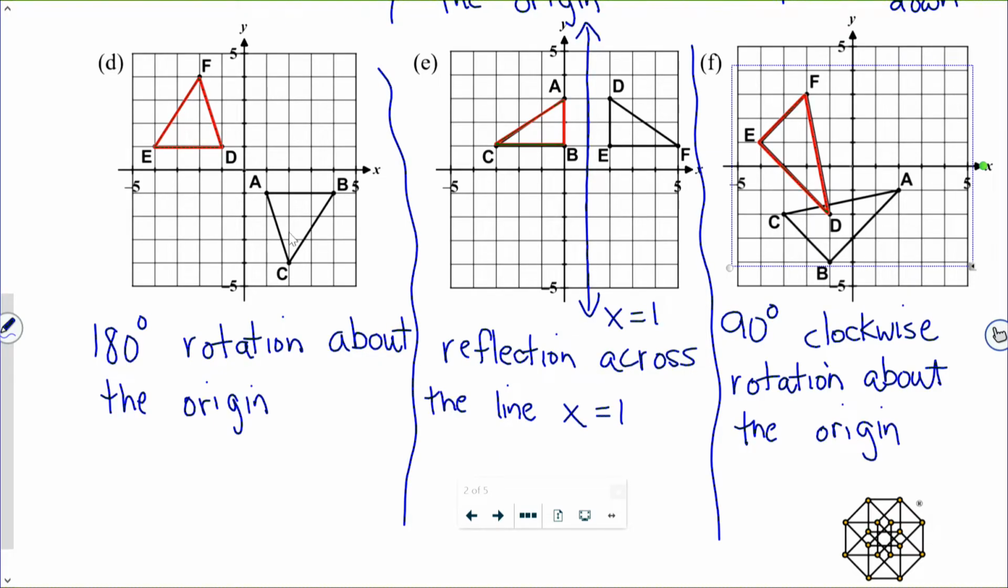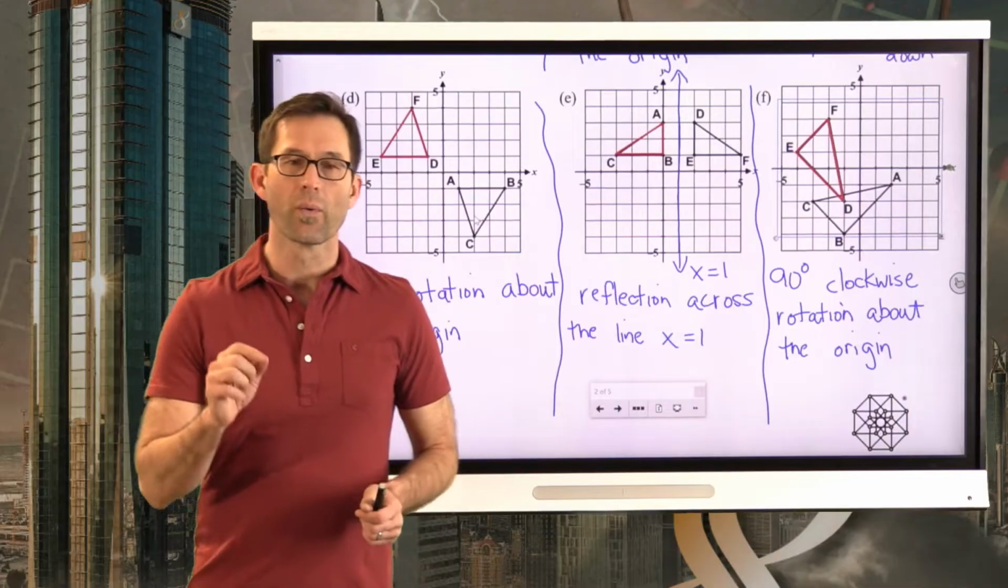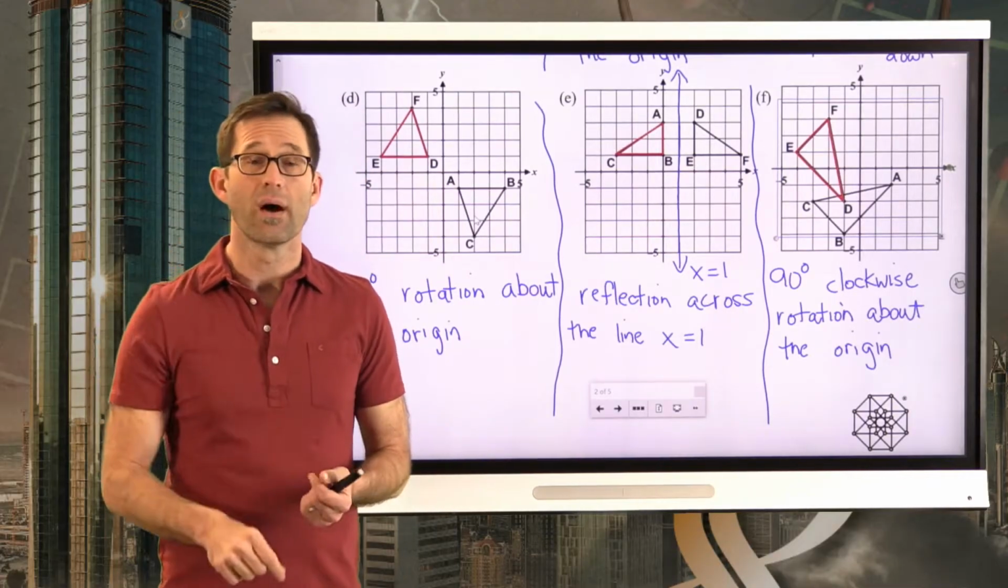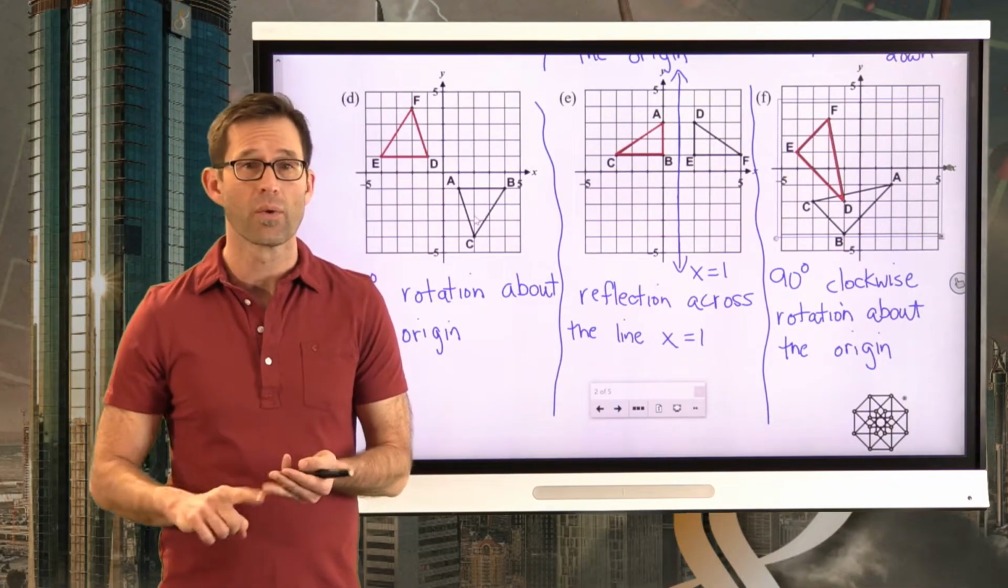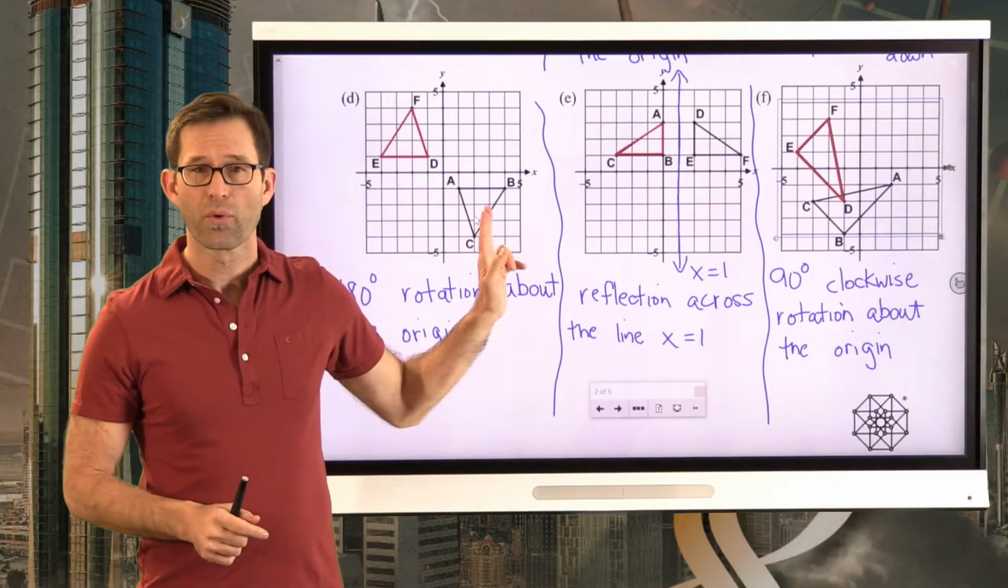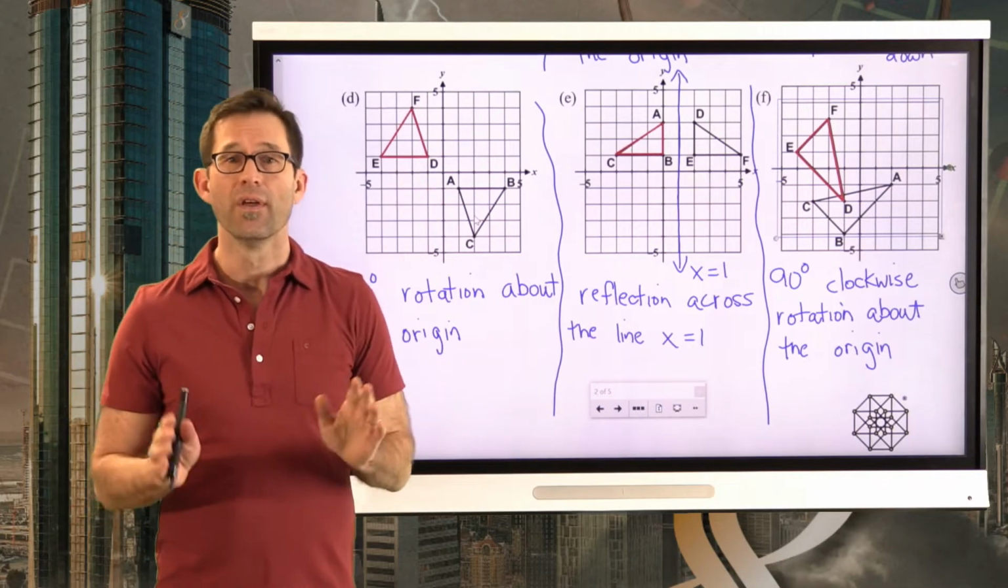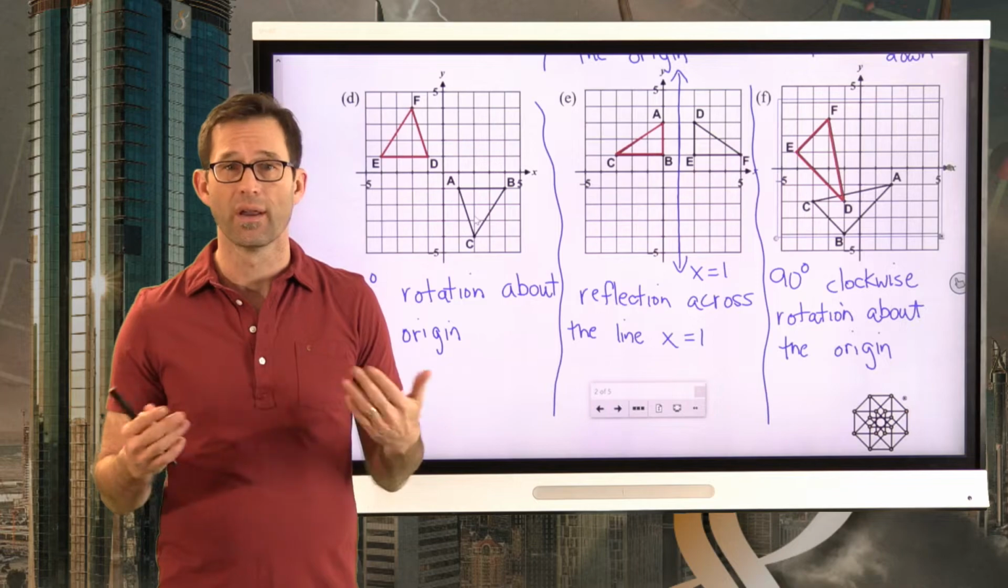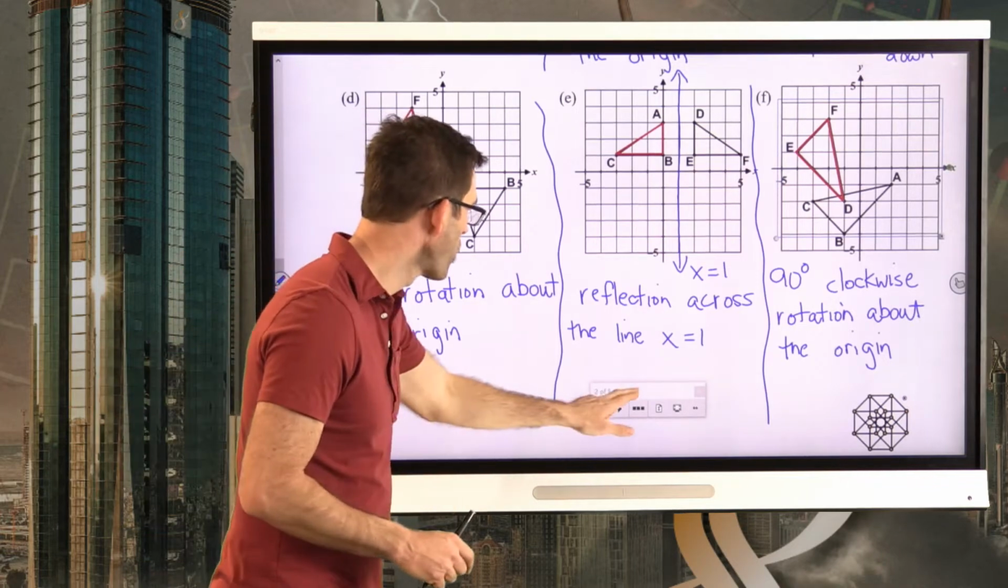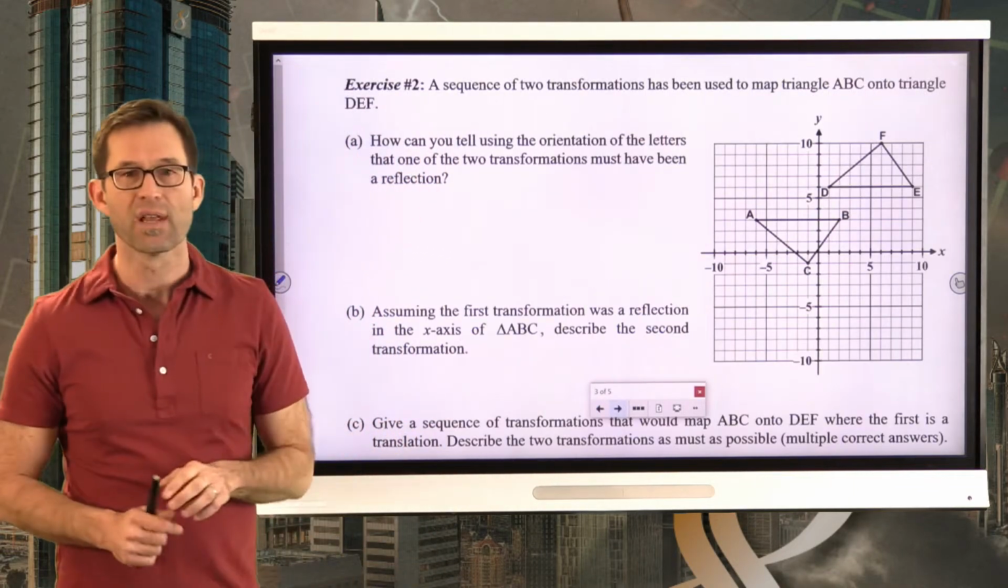All right. So in each one of those situations, we were able to find a rigid motion, i.e. a translation, a reflection, or a rotation, that mapped the pre-image onto the image, therefore showing that the two triangles are identical. Let's keep working with this in the next exercise.